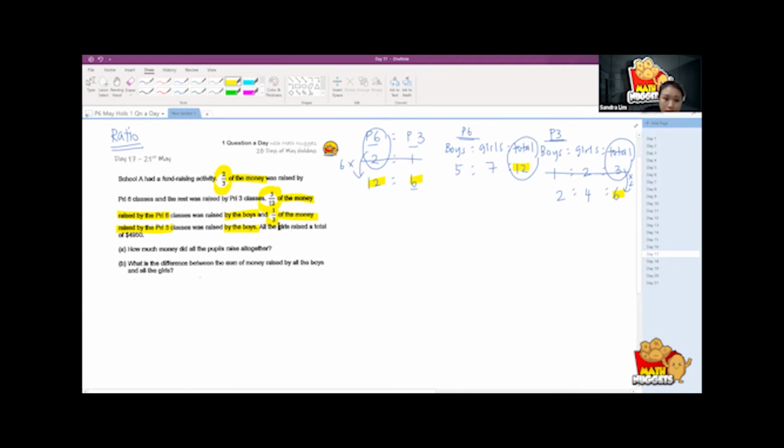What's the clue now? They say all the girls raised the total of 4950. So girls where? Girls here, 7, 4. So total units of girls, 7 plus 4, 11 units. So we know that 11 units would be 4950. So we can find 1 unit.